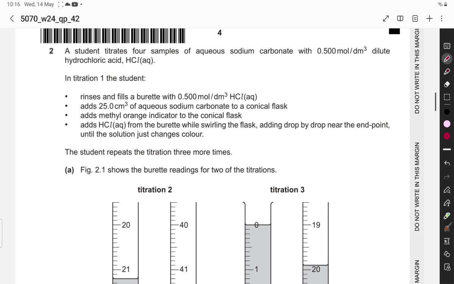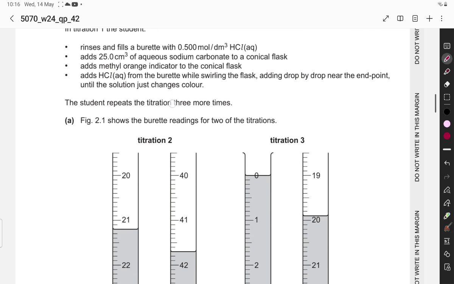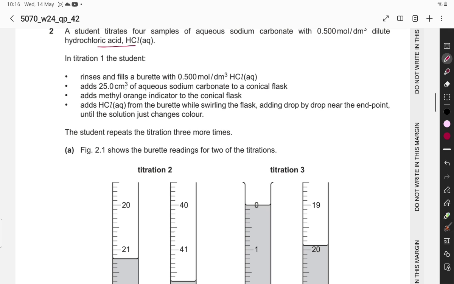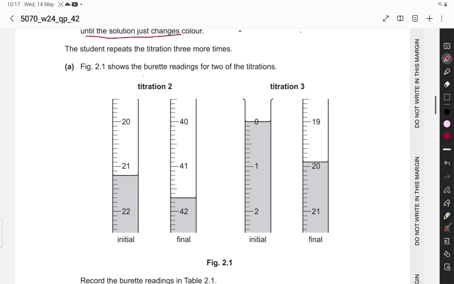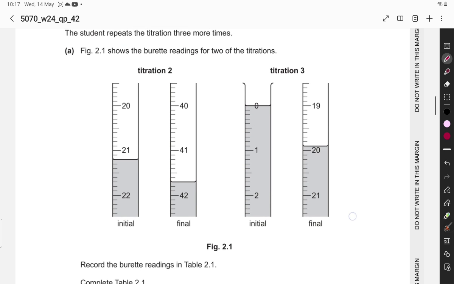Question number 2. A student titrates 4 samples of aqueous sodium carbonate with 0.500 mol/dm³ dilute hydrochloric acid. In titration 1, the student arranges and fills a burette with 0.500 mol/dm³ of HCl. Add 25 cm³ of sodium carbonate to a conical flask. Add methyl orange indicator to the conical flask. Add HCl from the burette while swirling the flask, adding drop by drop near the end point until the solution just changes color. The student repeats the titration 3 more times.